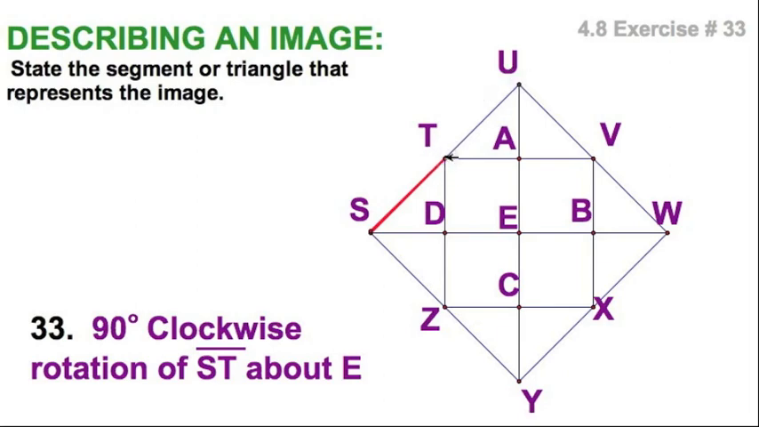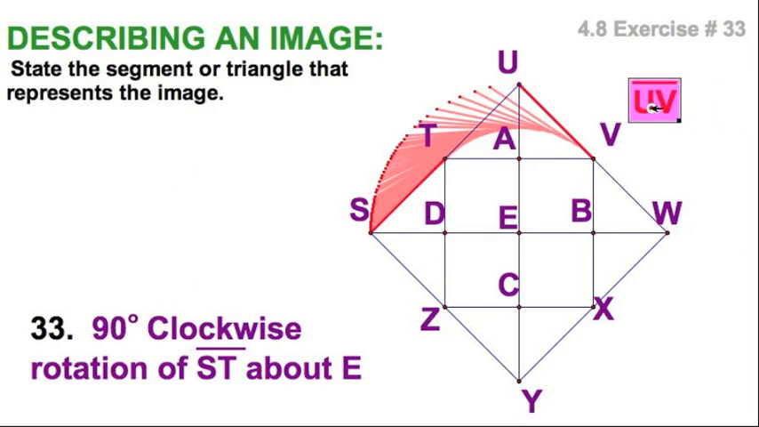And point T 90 degrees. And you should be able to visualize it's ending up there. So if I made an animation of it, it would look like this. Ready? There we go. Ta. That's the rotation, 90 degrees, and it ends up mapping to UV. So I could say that UV is the image of this rotation, and ST would be the pre-image.